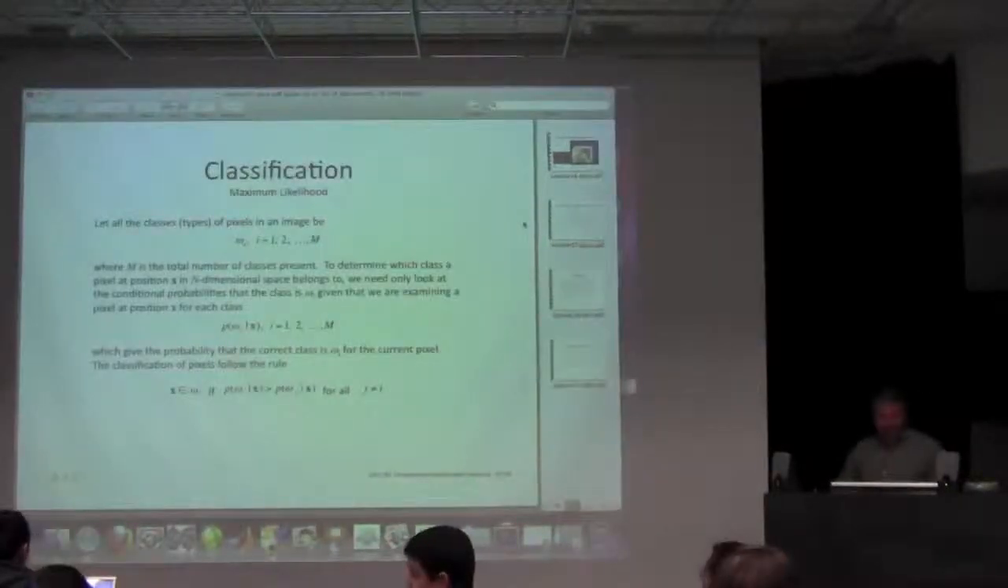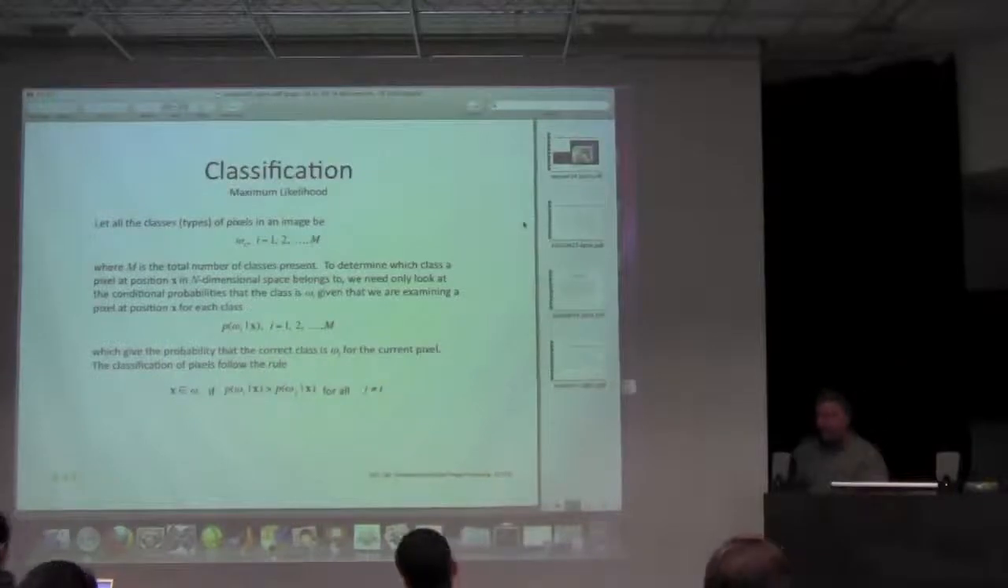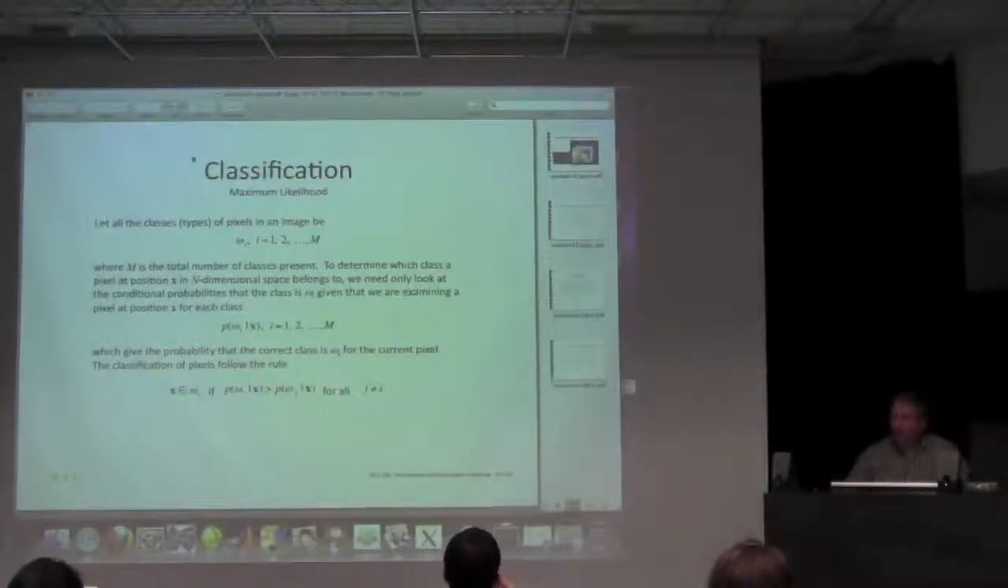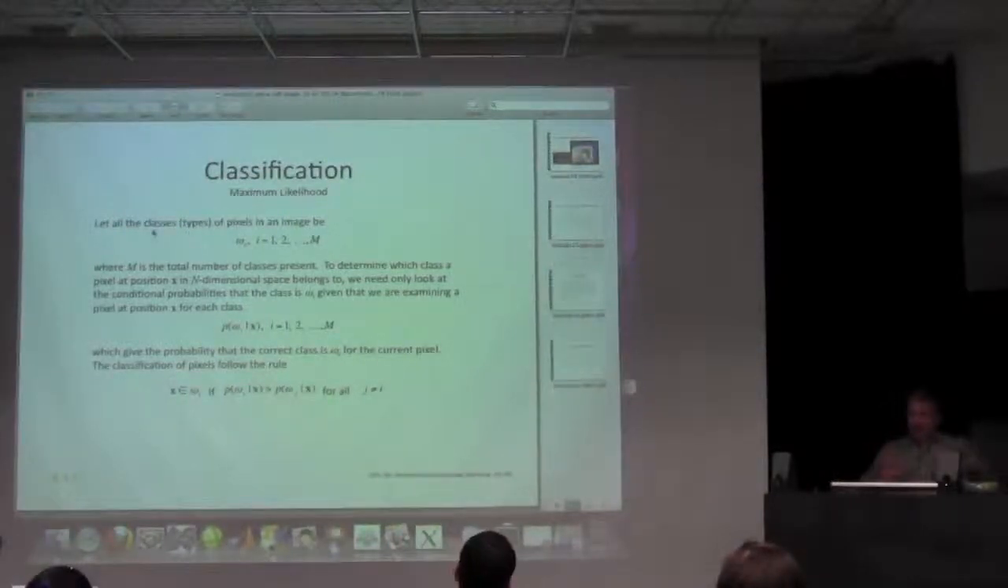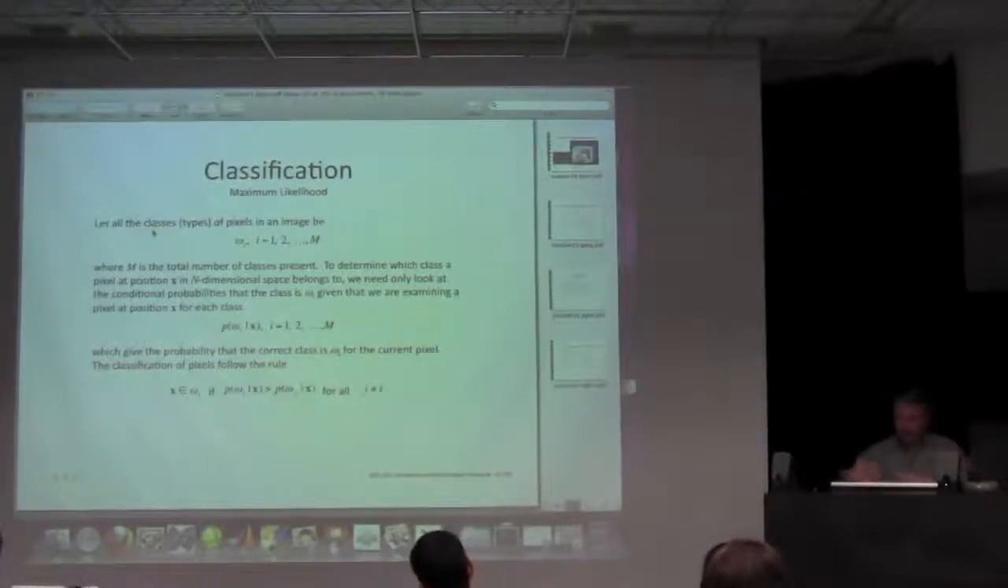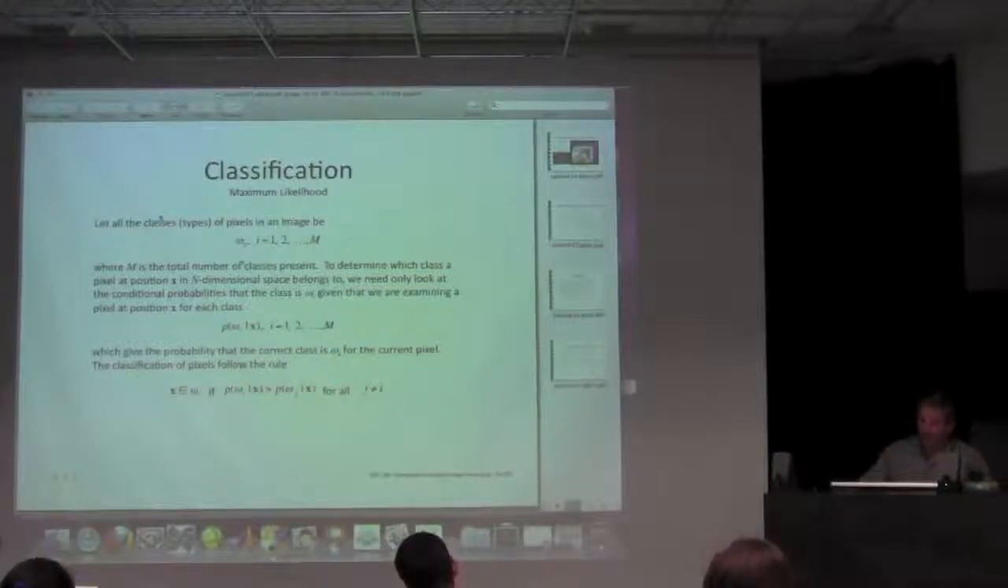So let's take a look at what's behind Gaussian maximum likelihood classification, or people will often refer to it as GML classification. We'll go through a derivation of the underlying equation, then we'll take a look at it, and then we'll go through and do an example.